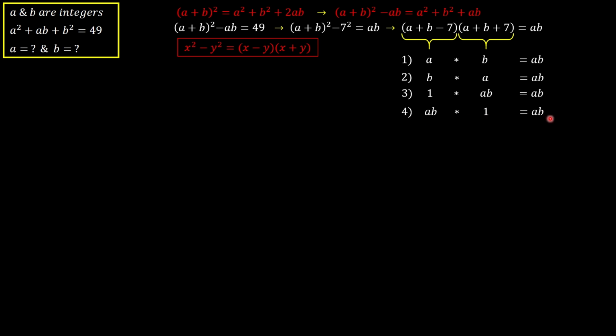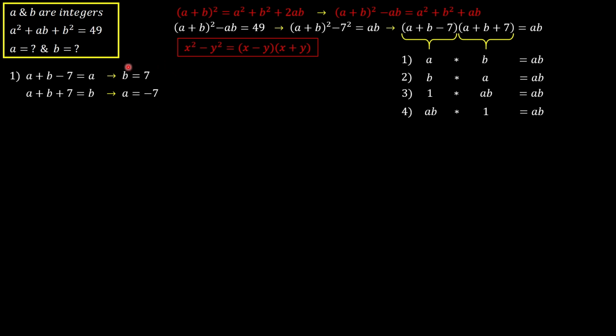So let's check these solutions step by step. Starting from the first one, a plus b minus 7 equals a, and a plus b plus 7 equals b. A on the left side and a on the right side cancel each other. Then we'll get that b equals 7. In the second equation, b on the right side and b on the left side also cancel each other. Then we'll get that a equals minus 7.